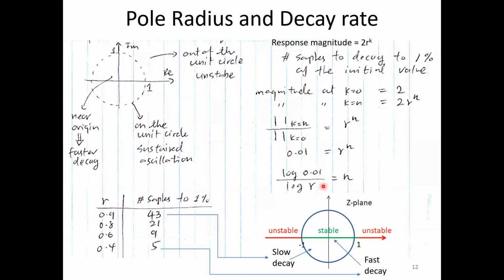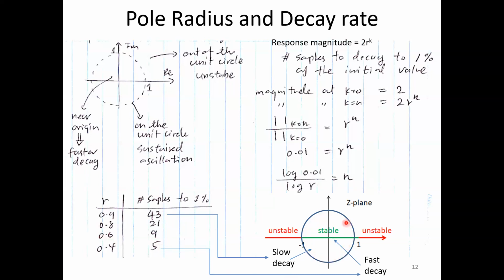So you get to this equation, and then you take the log, and this is your n. And after that, if you substitute for different r, you know that the number of samples until the amplitude drops to 1% depends on the pole radius r. So if you start off with something very close to the unit circle, say 0.9, you need about 43 samples. After 43 samples only, it is restricted to plus or minus 1% of the original amplitude. If the radius is 0.8, somewhat moving inward towards the origin, then it is 21 samples. For radius 0.6, it is 9 samples. For radius 0.4, it is 5 samples, like that.